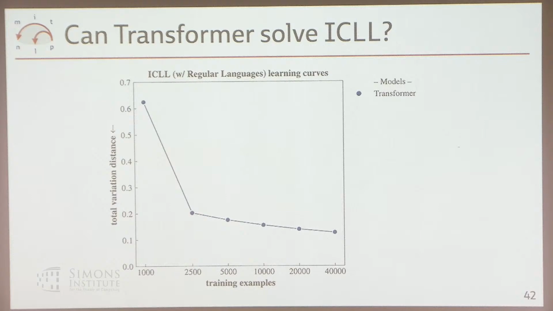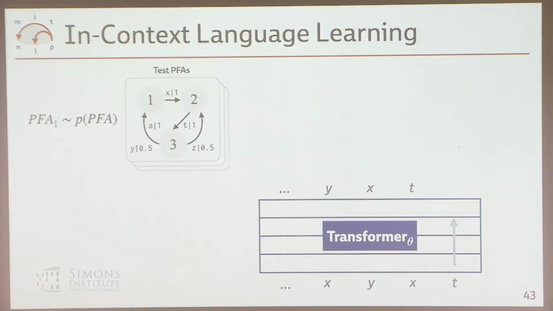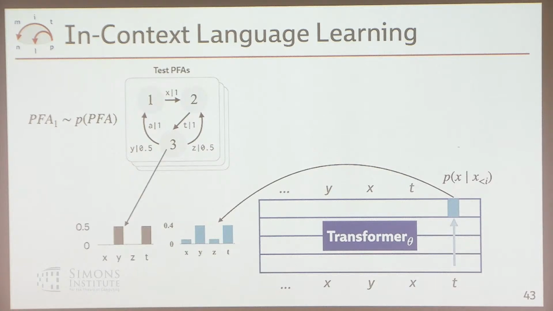And we will start by evaluating the performance of architectures one by one. And here's our learning curve for transformer. So we measure the total variation distance on the y-axis, and on the x-axis, we have the number of training examples. And to calculate total variation distance, what we do is we get the next token probabilities from the model, and then we get the ground truth probabilities from the language itself. And then we just take the L1 distance between these two probability distributions, and this will be our variational distance.